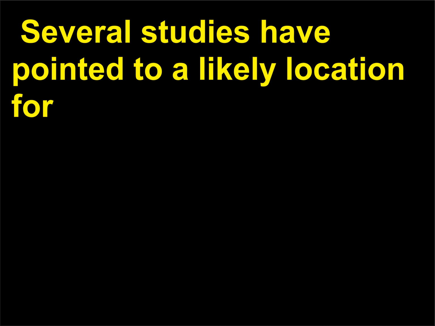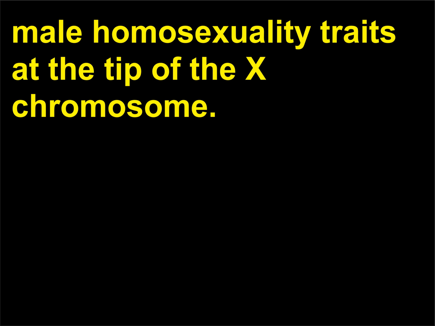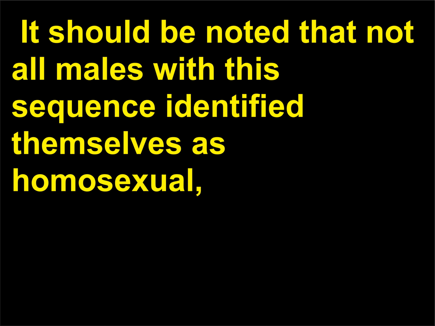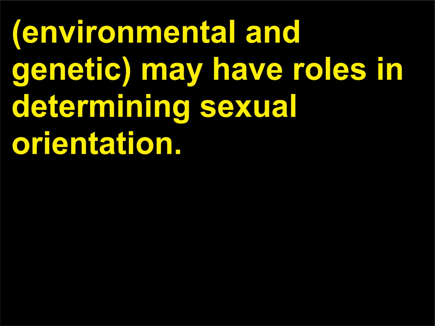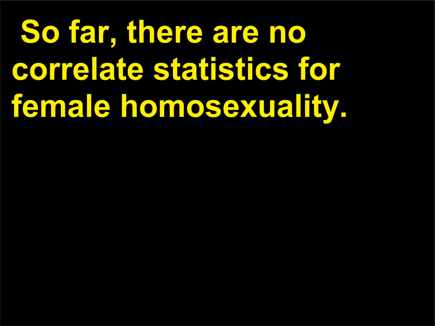Several studies have pointed to a likely location for male homosexuality traits at the tip of the X chromosome. It should be noted that not all males with the sequence identified themselves as homosexual. And so it seems likely that a variety of factors, environmental and genetic, may have roles in determining sexual orientation. So far, there are no correlate statistics for female homosexuality.